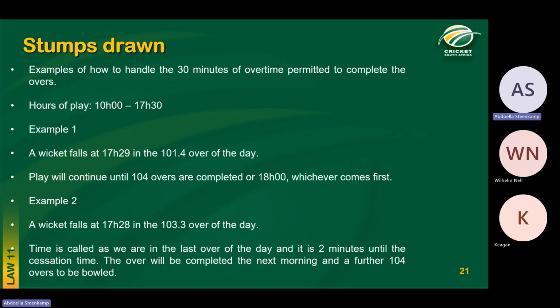So in this case, time is to be called, or stumps for the day, as we are in the last over of the day, and it is within 2 minutes of the cessation time. Because we stopped mid-over, this over is to be completed the next morning, so we need to bowl three balls the next morning, and then after completing the 3 balls, we need to complete a further 104 overs.